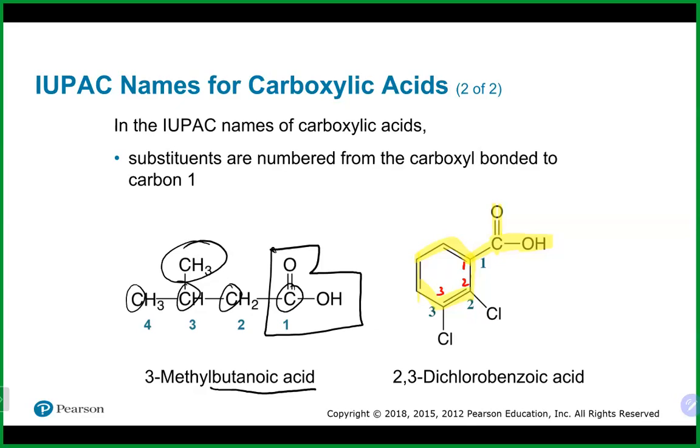Going clockwise in this case will give us the smaller numbers. If we went counterclockwise, we would have larger numbers, obviously, if we went the other way around to all those groups. And we would name it like normal. So that's carbon 2, carbon 3. There's 2 chloro groups, which is the dichloro part of the name, and then benzoic acid. Any questions on those names there?